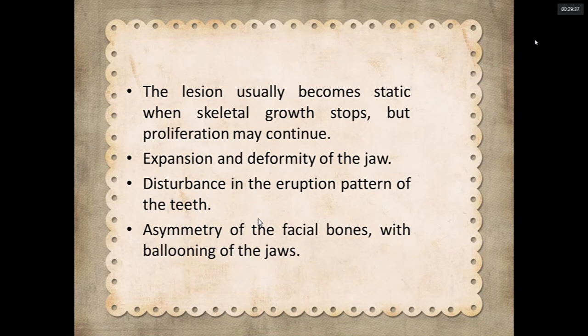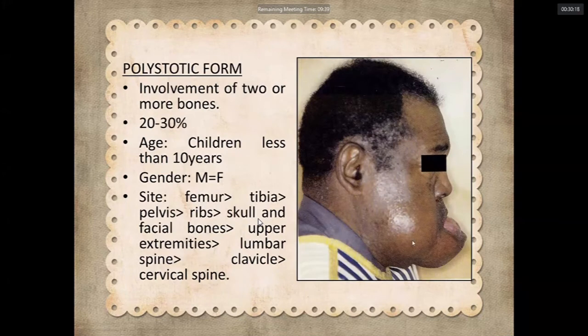The lesion usually becomes static when the skeletal growth stops, but proliferation may continue. It can result in expansion and deformity of the jaw and disturbance in eruption pattern of the teeth. Due to the growth or the enlargement, it results in the asymmetry of the facial bones with ballooning of the jaws, as we could appreciate in this picture.